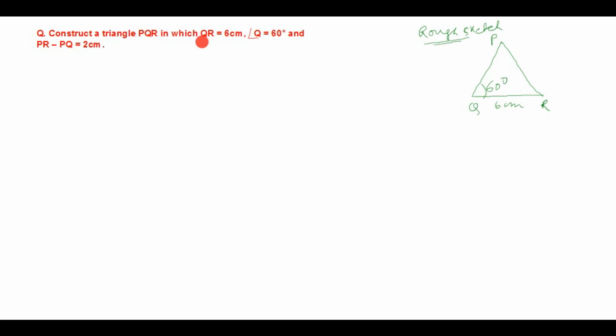So here we have seen that QR is 6 centimeter, angle Q is 60 degree, and PR minus PQ is 2 centimeter. PR minus PQ means PR is greater and PQ is smaller. In the previous question this was greater and this was smaller. Now the case is reversed, so we have to do some different steps to construct this real triangle. But the first and second steps will be the same. First you have to draw QR 6 centimeter, then angle Q 60 degree.